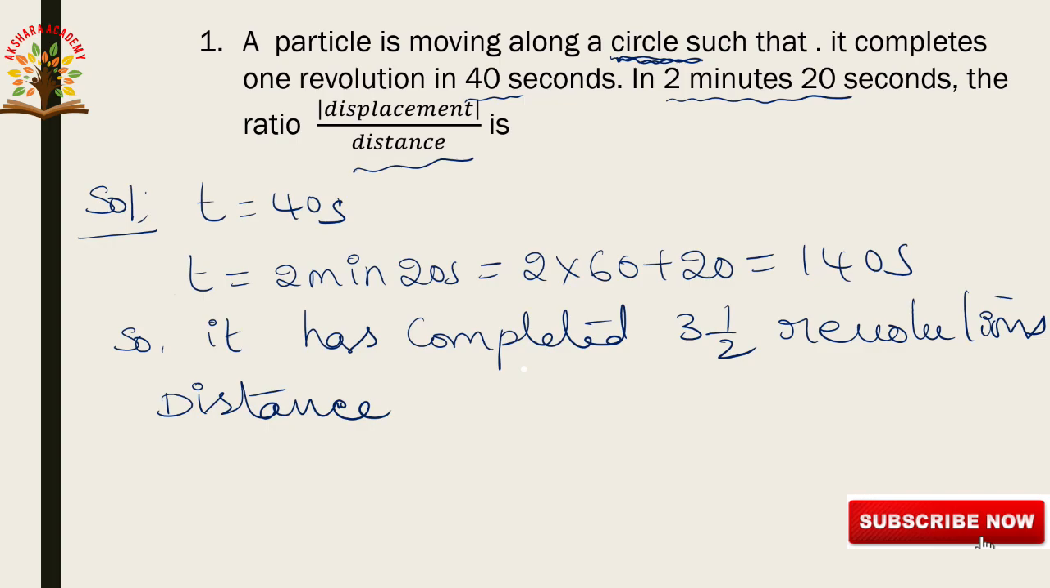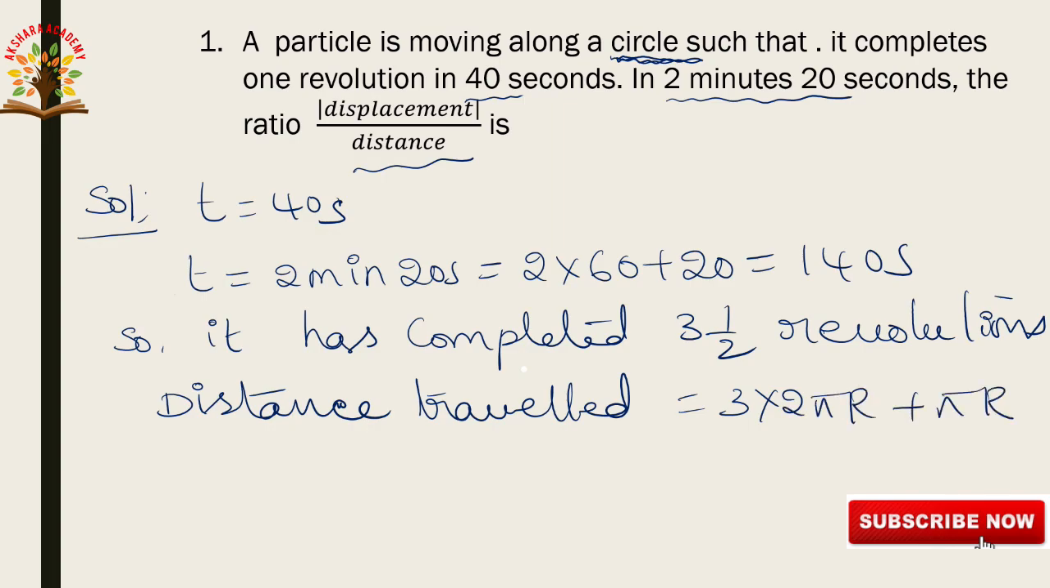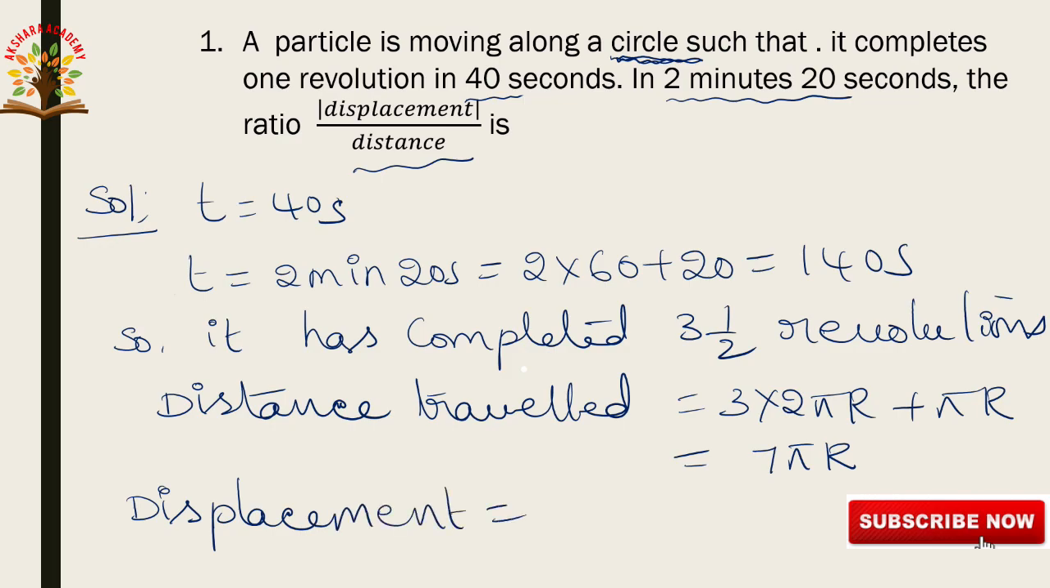Distance traveled for 3.5 revolutions is equal to, for 3 complete revolutions, 3 into 2 pi r, plus half revolution, pi r. Nothing but 3 twos are 6 pi r plus pi r, nothing but 7 pi r. And next, finding displacement. Displacement for 3.5 revolutions is equal to 2r.